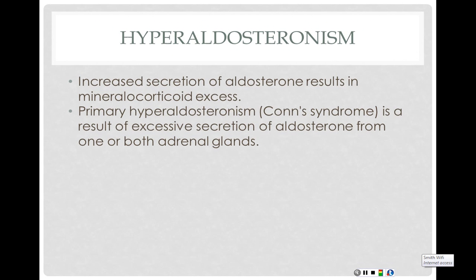So with hyperaldosteronism, this is when a person has increased secretion of aldosterone, which results in a mineralocorticoid excess. The person may have primary hyperaldosteronism, which is also referred to as Conn's disease, and it results in excess secretion of aldosterone from one or both adrenal glands. So when a person develops hyperaldosteronism, they're going to have hypernatremia, hypokalemia, and metabolic alkalosis can occur.